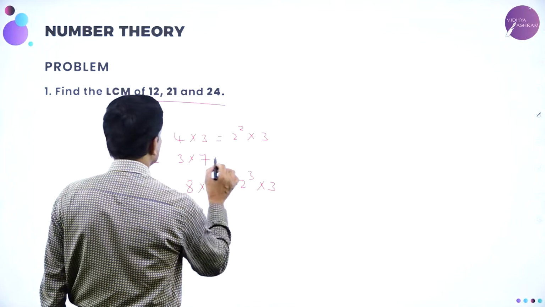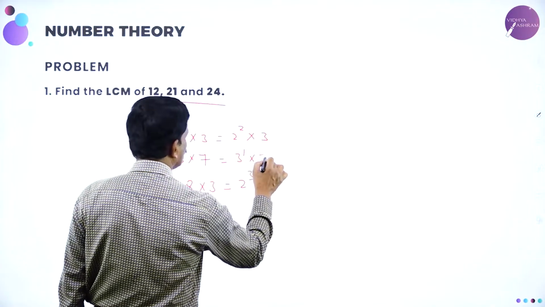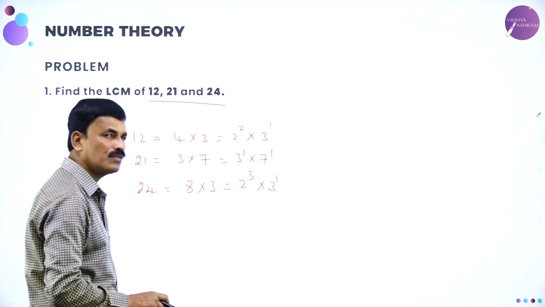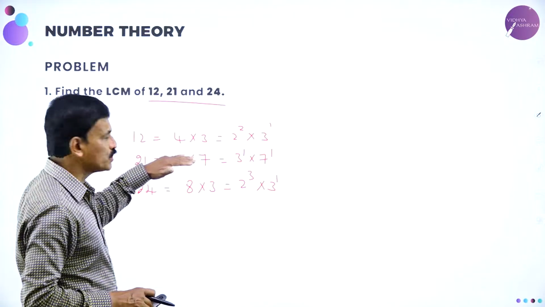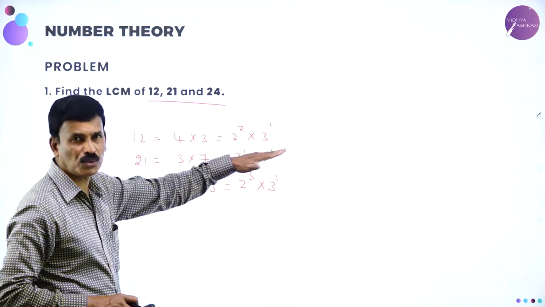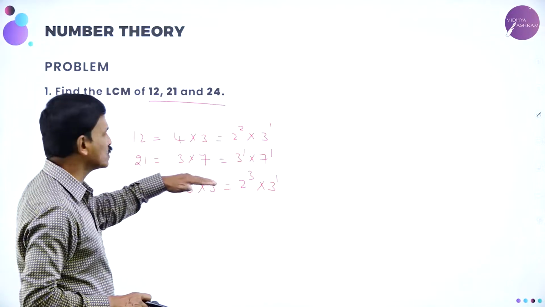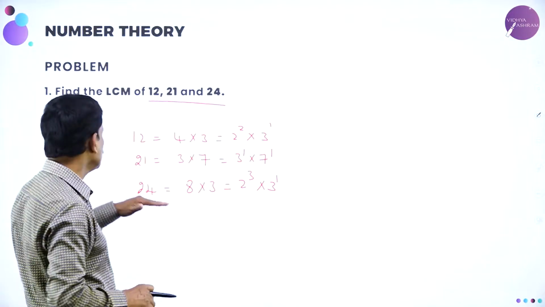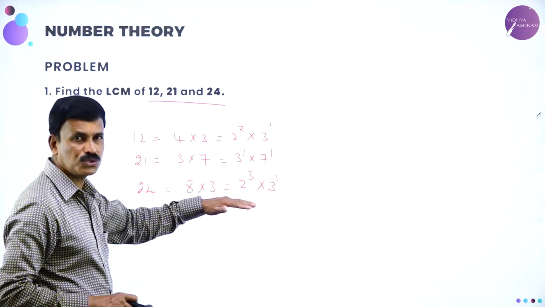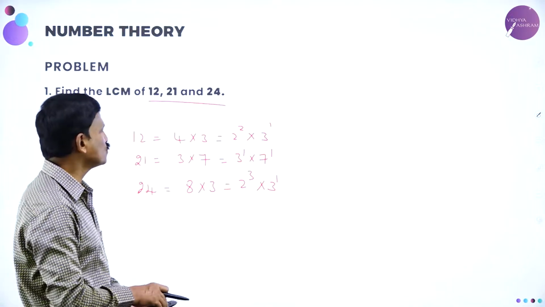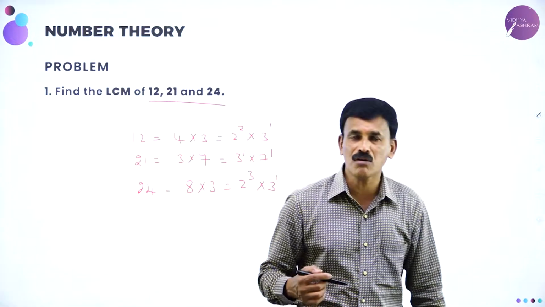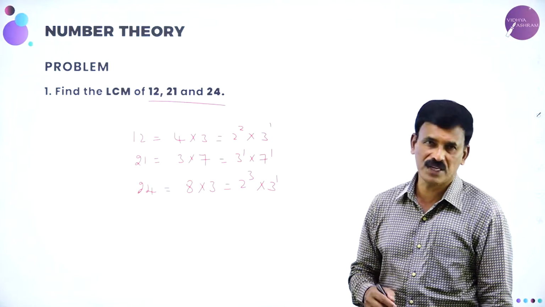Here 21 is 3 to the power of 1 into 7 to the power of 1. So 12 is 4 threes, that can be written as 2 square into 3 to the power of 1. 21 is 3 power 1 into 7 power 1. And 24 is 8 threes, where 8 is nothing but 2 cube, 2 into 2 into 2, so 2 cube into 3 to the power of 1. So these are the prime factors. Express all the numbers in terms of prime factors first.